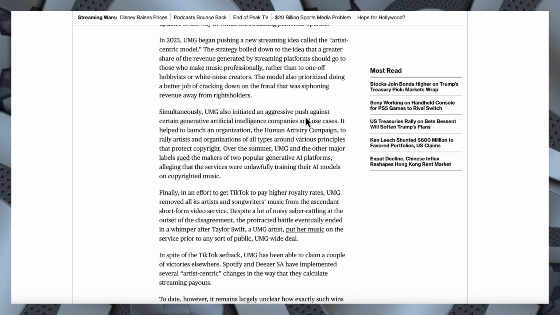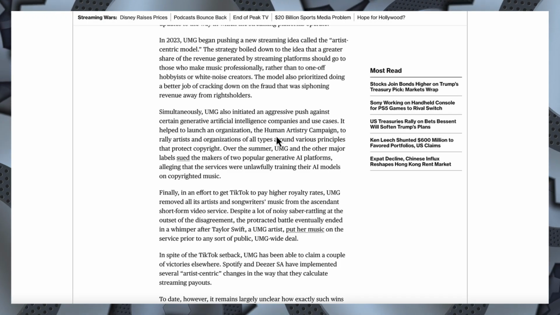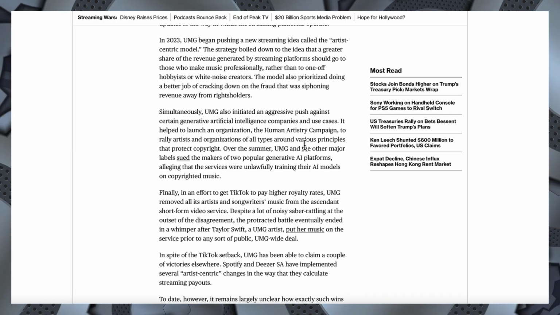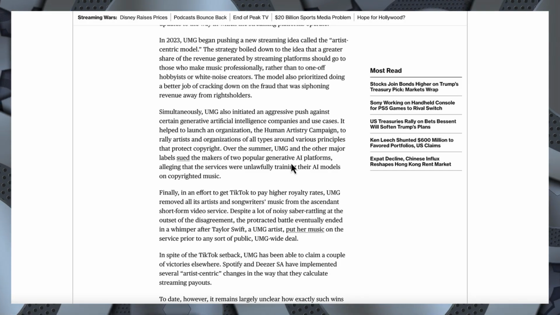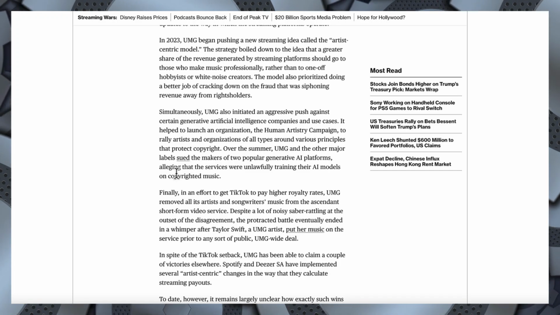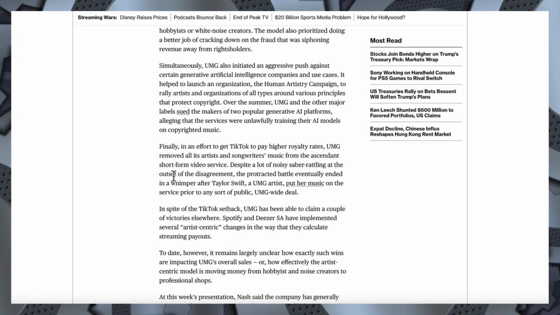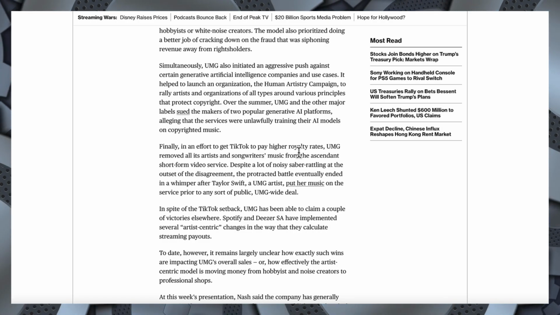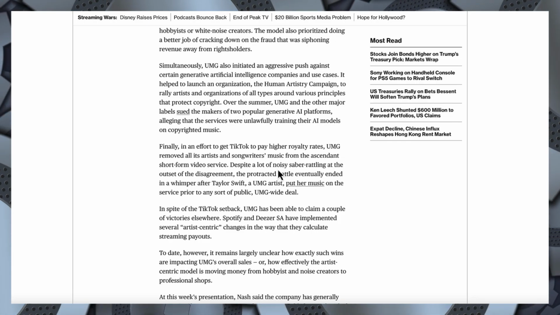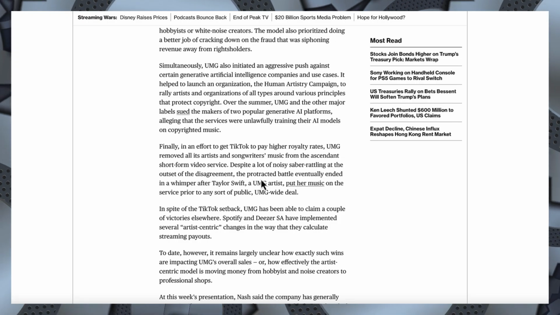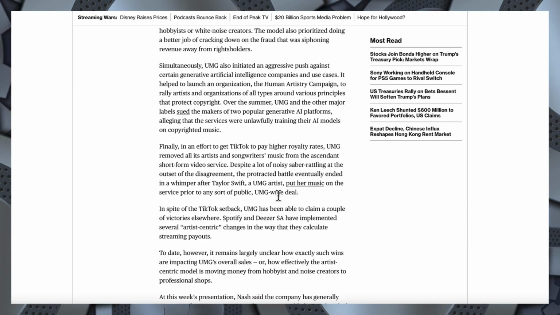Simultaneously, UMG also initiated an aggressive push against certain generative artificial intelligence companies and use cases. It helped to launch an organization, the Human Artistry Campaign, to rally artists and organizations of all types around various principles that protect copyright. Over the summer, UMG and other major labels sued the makers of two popular generative AI platforms, alleging that the services were unlawfully training their AI models on copyrighted music. Finally, in an effort to get TikTok to pay higher royalty rates, UMG removed all its artists and songwriters' music from the ascendant short-form video service, despite a lot of noisy saber rattling at the outset of the disagreement. The protracted battle eventually ended in a whimper after Taylor Swift, a UMG artist, put her music on the service prior to any sort of public UMG-wide deal.